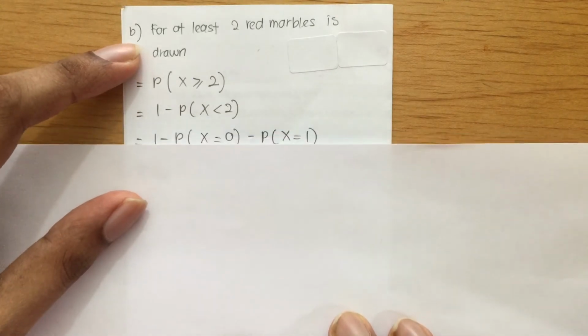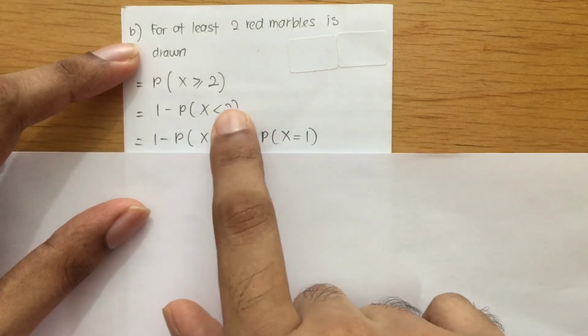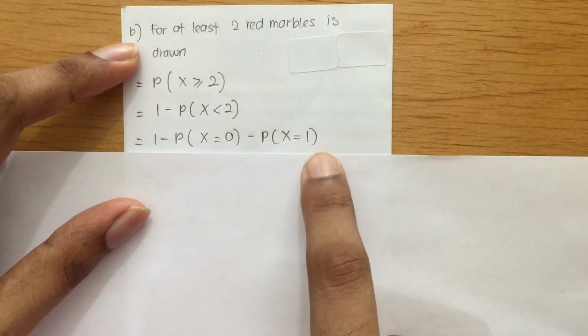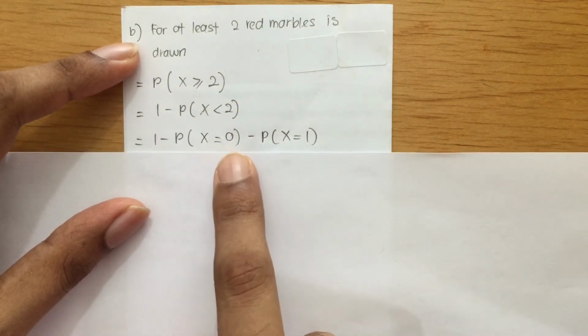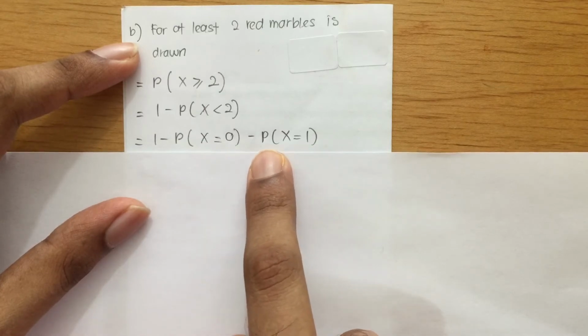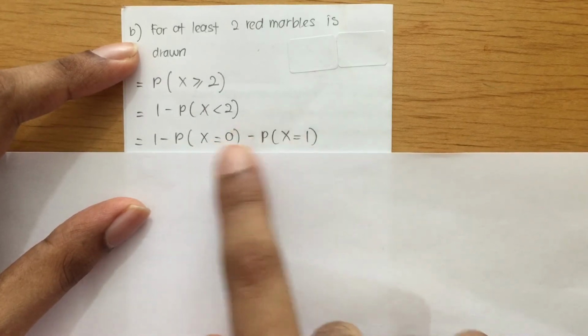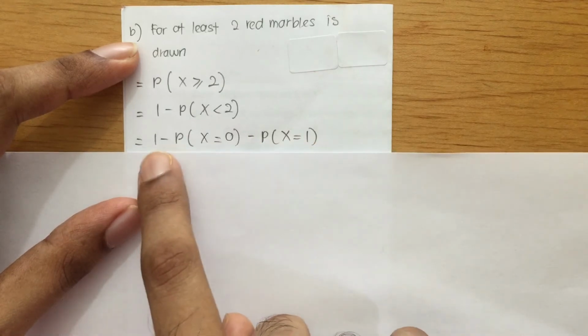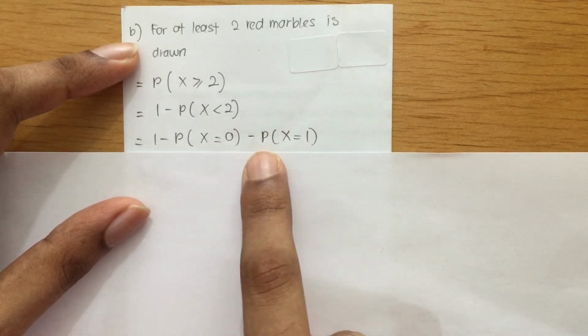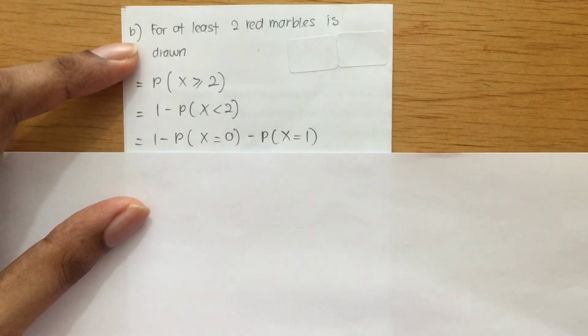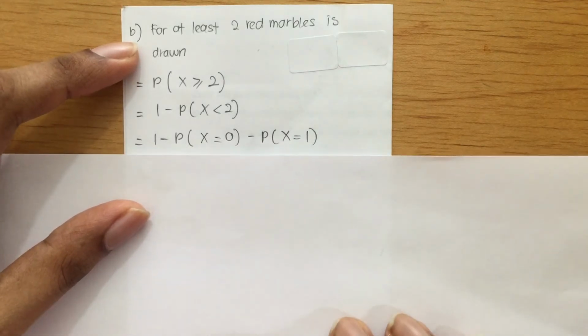Proceed to the next step. From here, X less than 2 gives you two possibilities, where the probability of X equals 0, and then the probability of X equals 1. So you have two probabilities here. So 1 minus the probability of X equals 0 minus the probability of X equals 1. Okay, proceed to the next step.